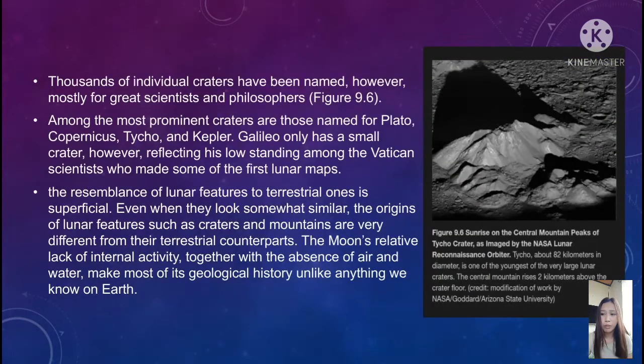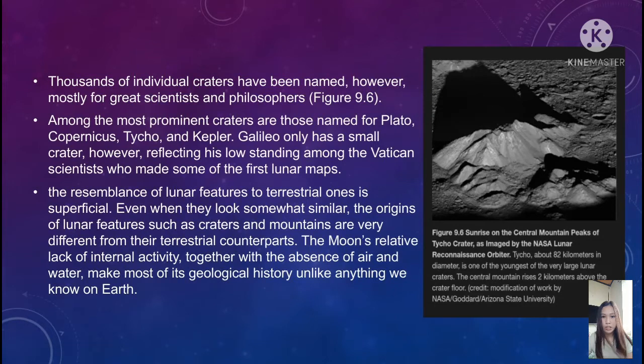Thousands of individual craters have been named, however, mostly for great scientists and philosophers, as in figure 9.6. Among the most prominent craters are those named for Plato, Copernicus, Tycho, and Kepler. Aristotle has only a small crater, however, reflecting his low standing among the Vatican scientists who made some of the first lunar maps. We know today that the resemblance of lunar to terrestrial features is superficial.